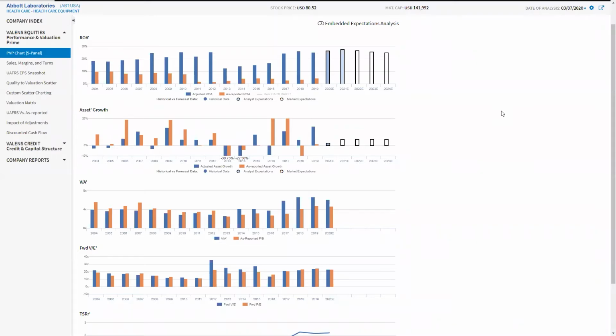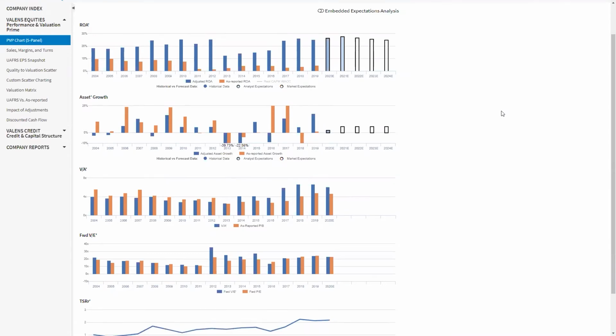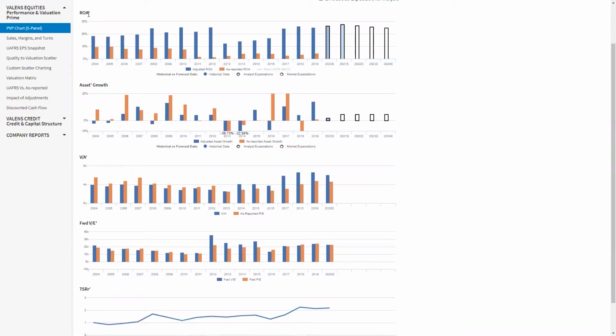The first page that we always come to when we look at a company here in the Uniform Accounting Framework of Valens Research is the PVP chart, or Performance and Valuation Prime Chart, right? The name says what we're looking at here. And so we're looking at first and foremost our ROAs, return on assets. What is the real return of this business?